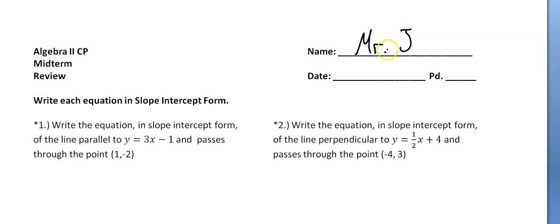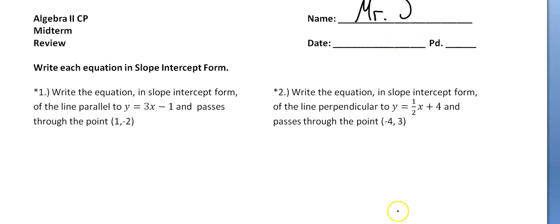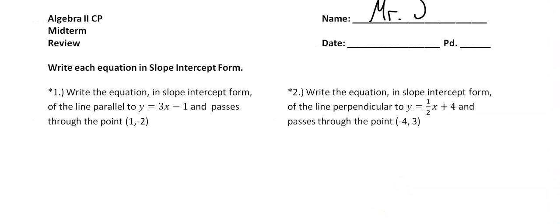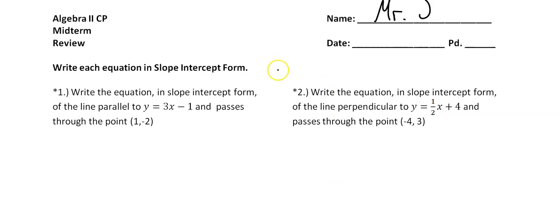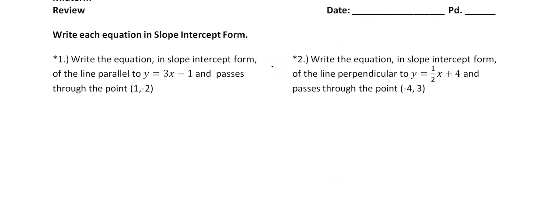If we look at this first one, it asks us to write the equation of this line in slope-intercept form, and there's two ways that we can approach this. We can either put it in point-slope form first, or we can find the slope and the y-intercept and go from there. The first thing is it says we're parallel to this line, so our slope is going to be the same, so our slope is also going to be a 3. So parallel lines have the same slope.